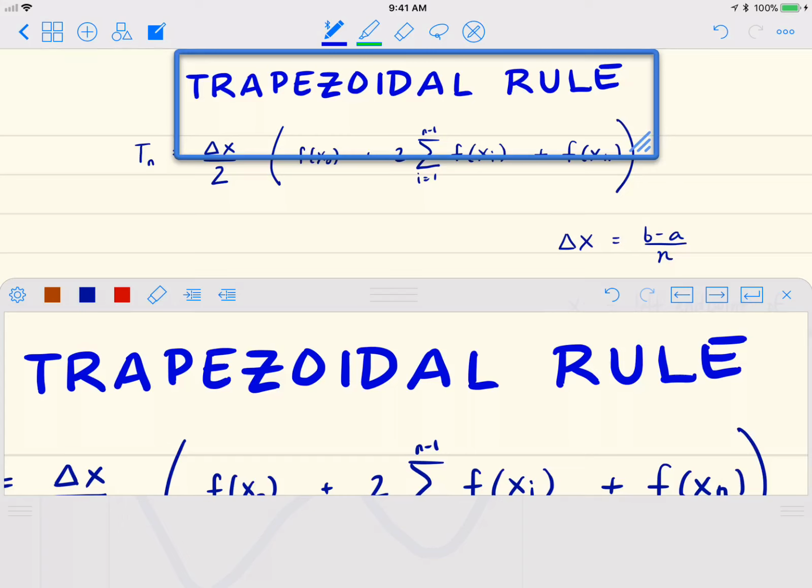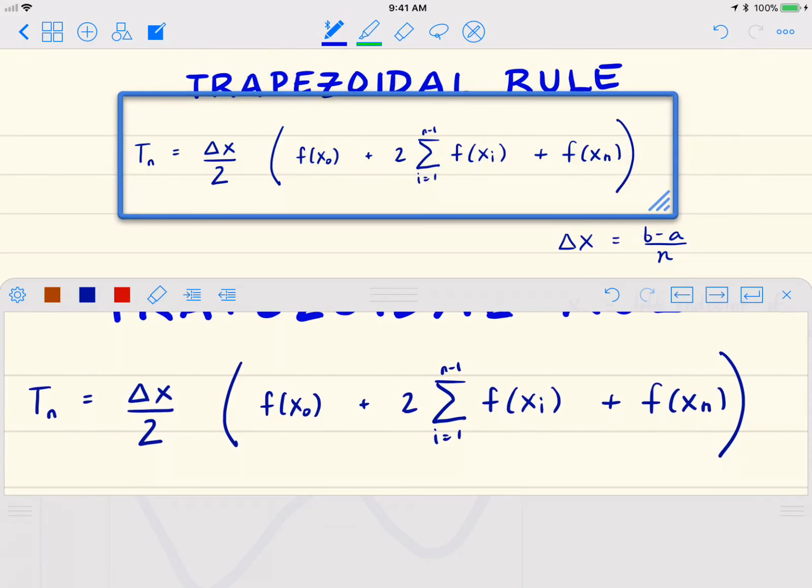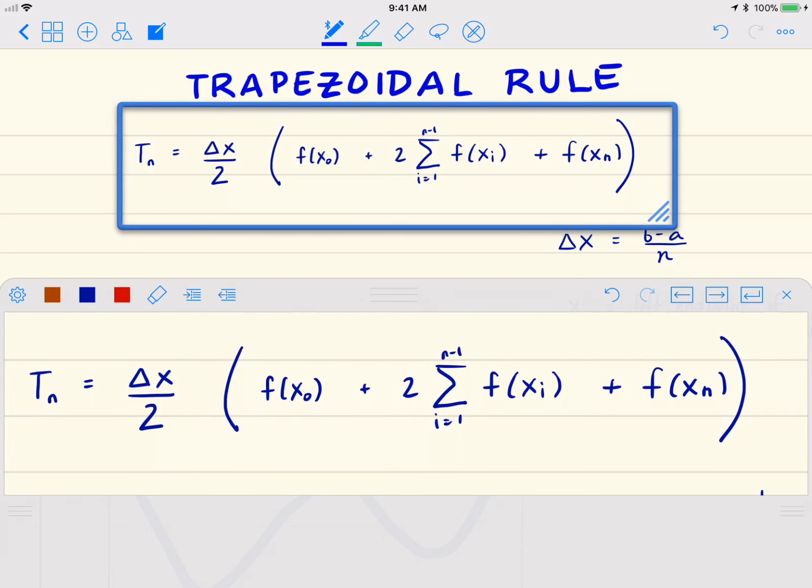So, in discussing the motivation for the formula for the trapezoidal rule, let's briefly look again at our formula. We have T sub n is equal to delta x over 2 times, and now we've got something a little bit different: f of x naught plus 2 times the sum of each f of x i, plus f of x sub n.